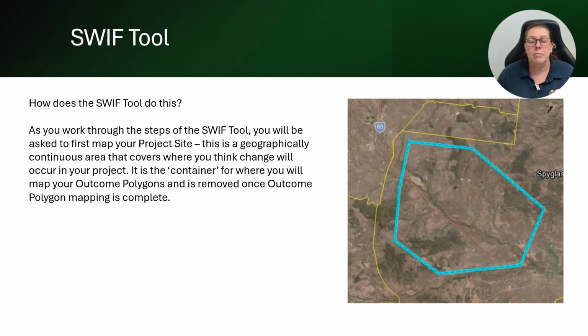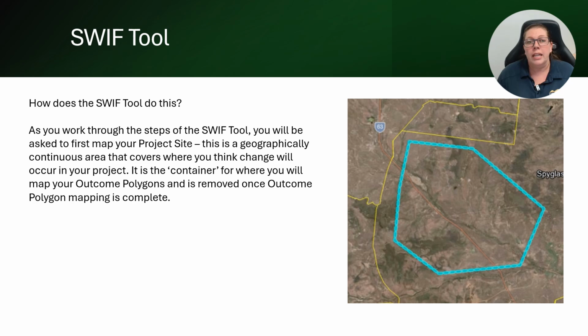So all of this can be done without the SWIF tool, but I'm going to show you here how the SWIF tool approaches mapping outcome polygons. So firstly, the tool asks you to map a project site. This is just putting a boundary around the area or areas where you're going to be working.